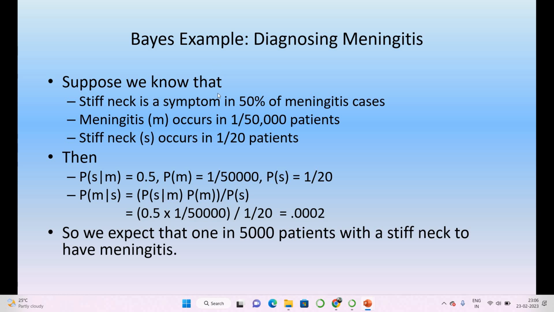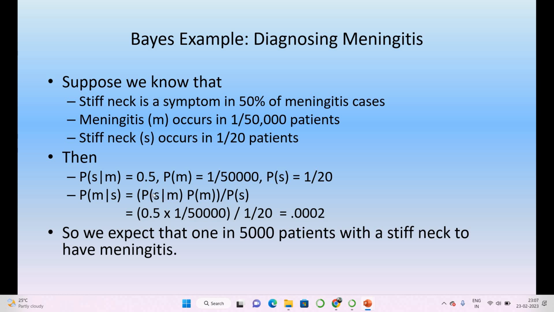So the Bayes example can be represented like this. Stiff neck is a symptom of 50% of the meningitis cases. Meningitis occurs in 1 by 50,000 patients. Stiff neck occurs in 1 by 20 patients. Then probability of S on M, stiff neck given meningitis, is equal to 0.5. Probability of meningitis is 1 by 50,000, and probability of stiff neck is 1 by 20. Now we are going to calculate the probability of meningitis on stiff neck.